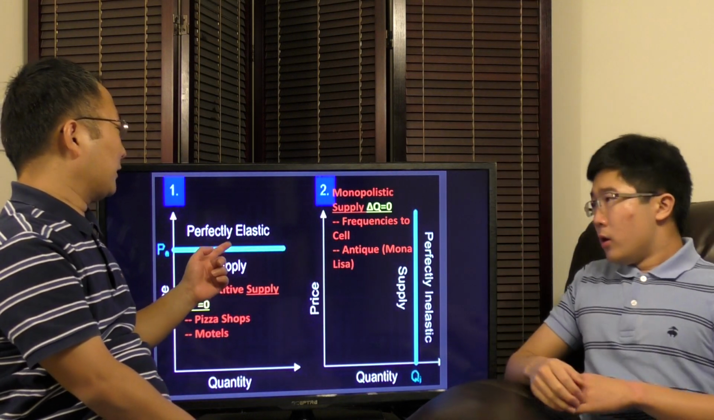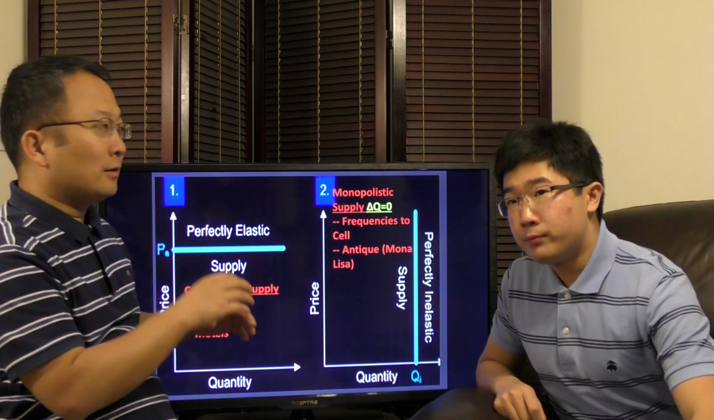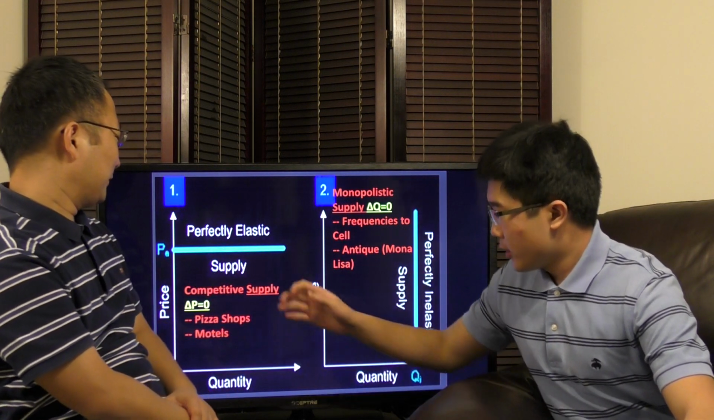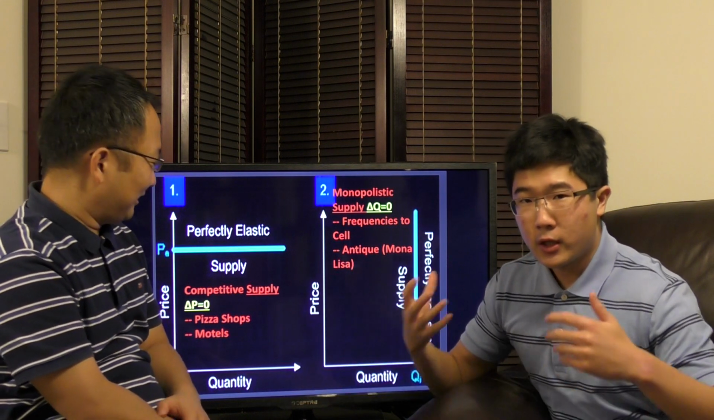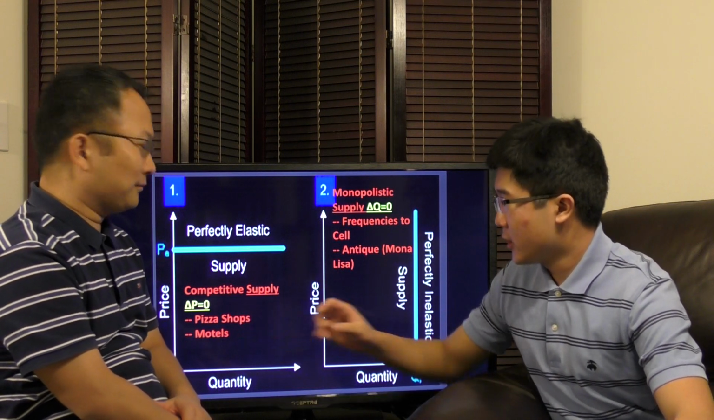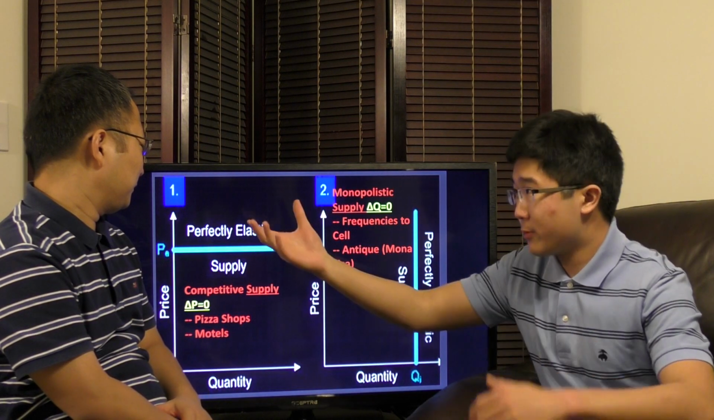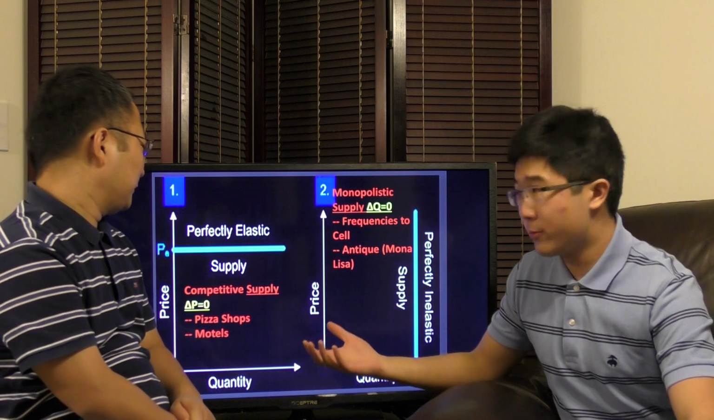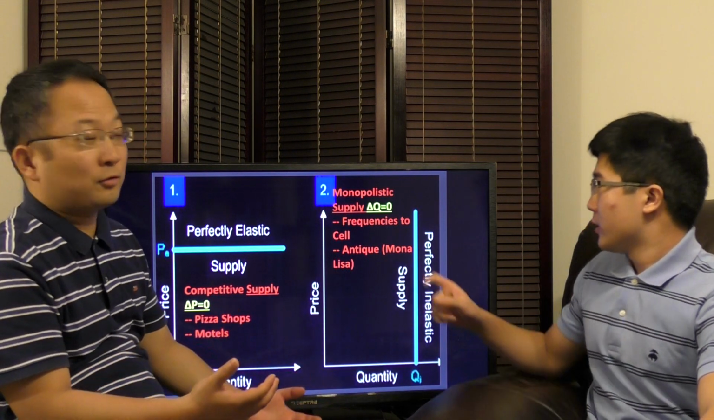Because that means perfectly sensitive, which means as long as the price increases even a little bit, the delta Q will go to infinity. A lot more supply. Right? Because we see pizza shops and motels, theoretically a perfectly competitive market. There are a lot of pizza shops and a lot of motels, and so there's really a fixed price. But if the price increases a little bit, then the supply will rocket, as Michael mentioned, because more producers enter the market because they see a chance for some short-term profit. And actually they're also easy to set up, those businesses.